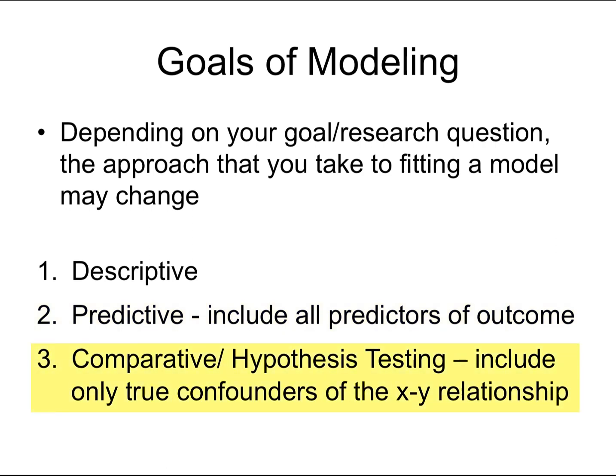With comparative or hypothesis testing models, we want to compare two or more groups, populations, or treatments. So the focus is on a single explanatory variable, but we include other variables in our model to control for confounding, so that we get the least biased estimate of the relationship between X and Y as possible. And the majority of health studies are comparative.